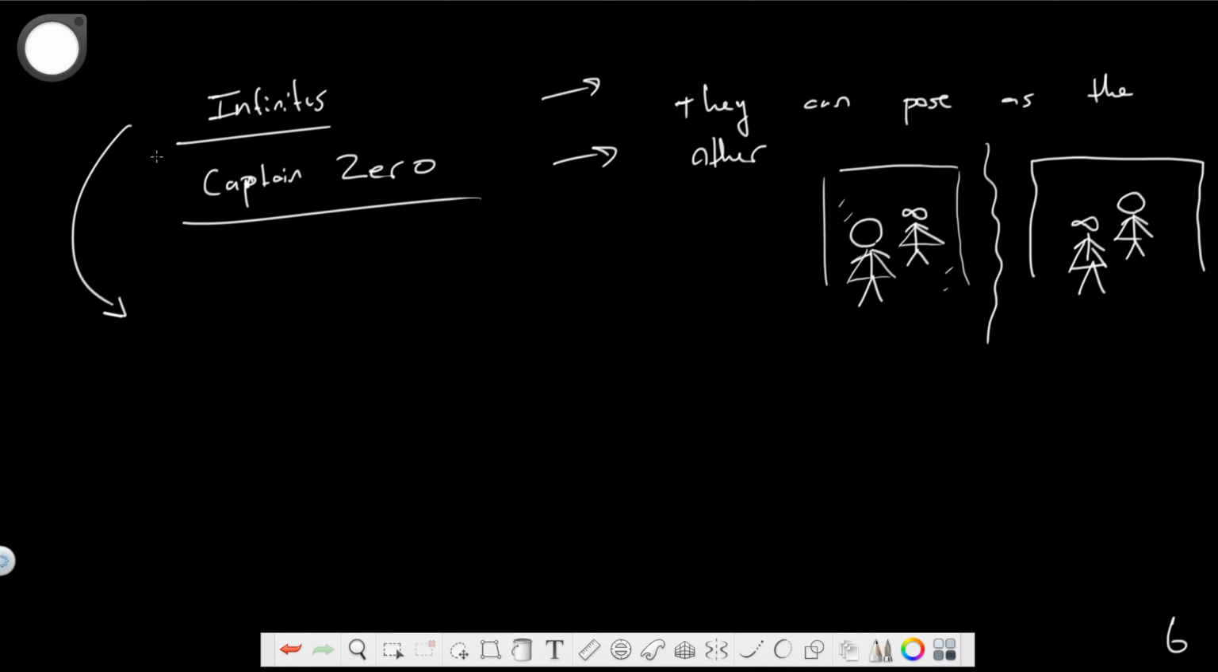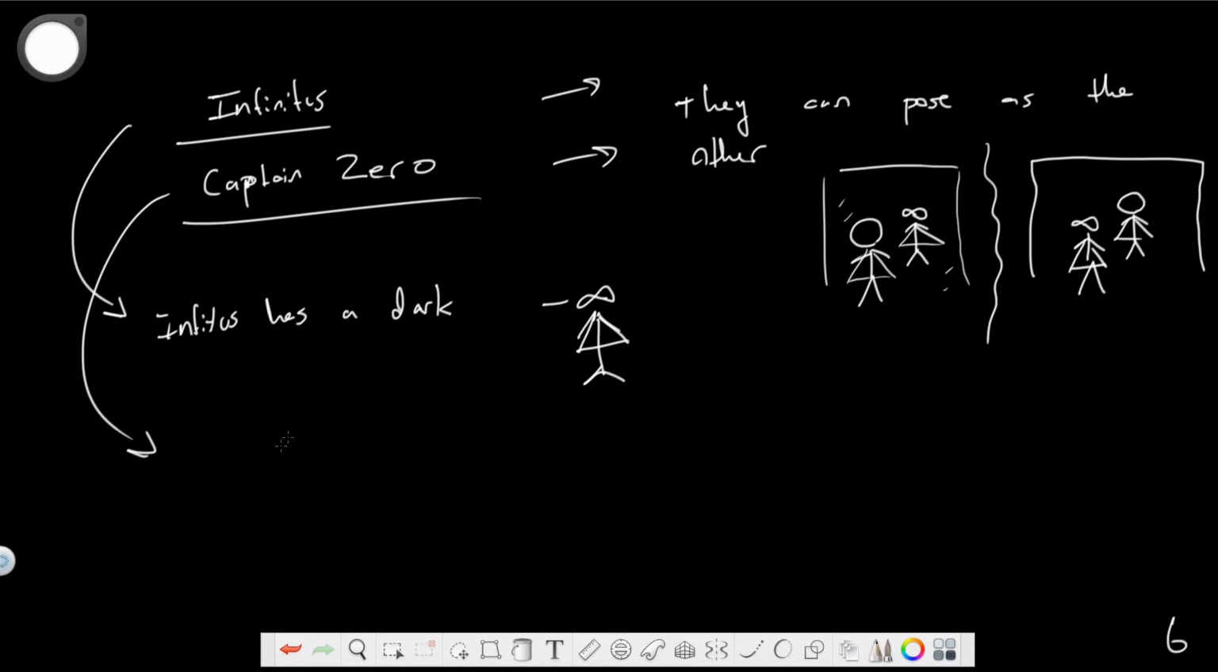There's one last thing I need to say, and this might make you think that Infinitus is more powerful, but I urge you to not make that assumption. Infinitus has a dark side. Negative infinity. Infinitus has a dark side. However, Captain Zero does not have a dark side, because negative 0 is the same as 0. Captain Zero has no dark side.